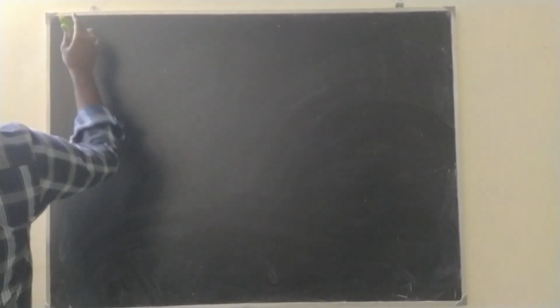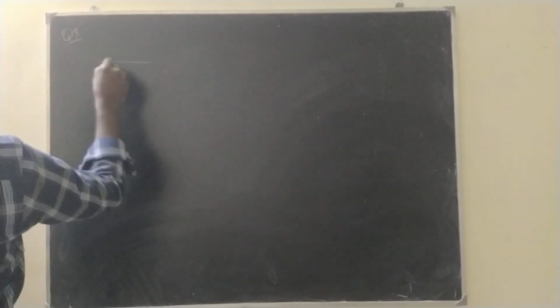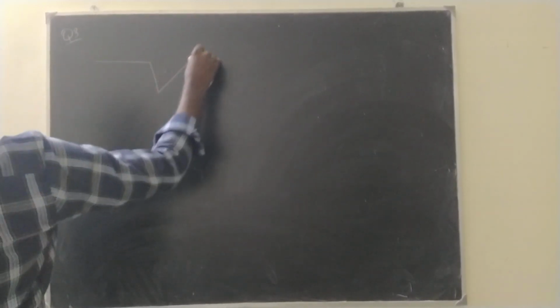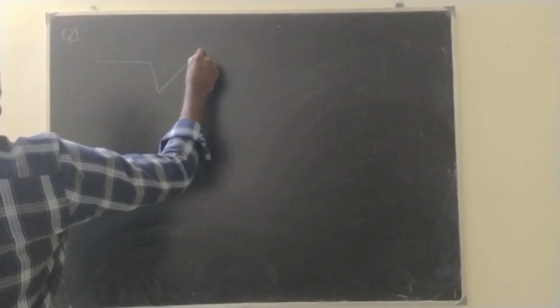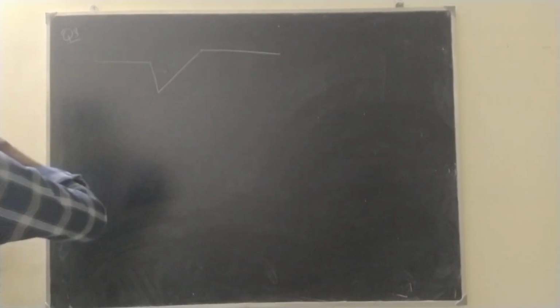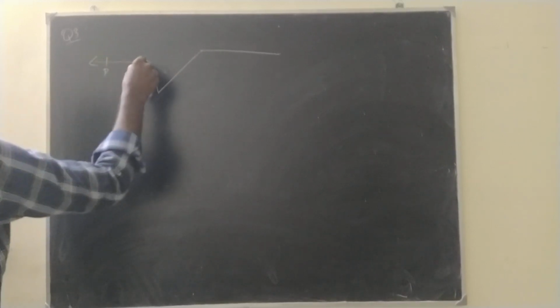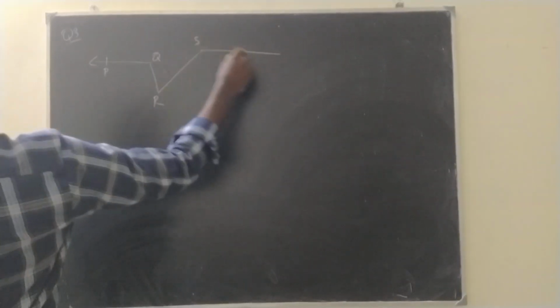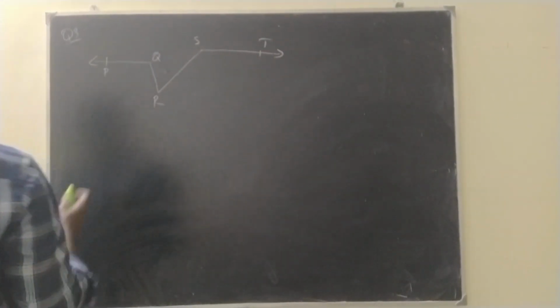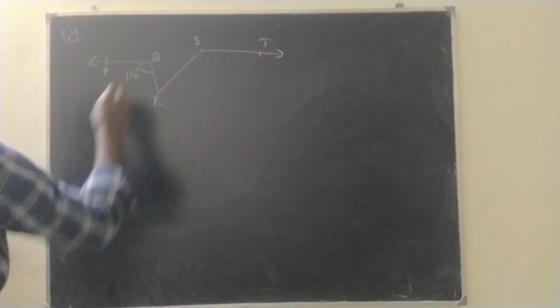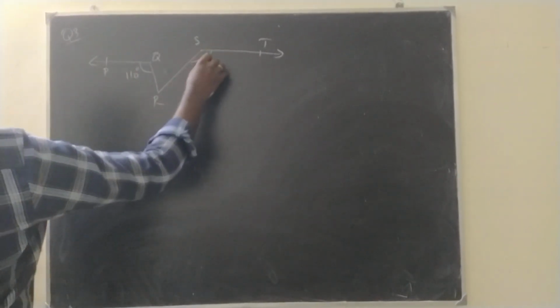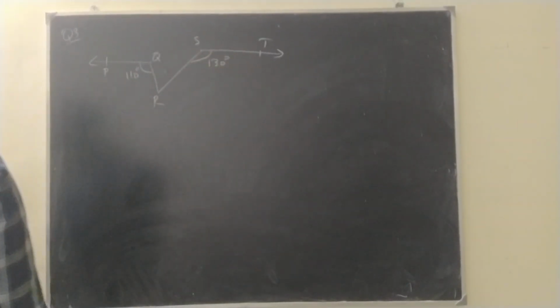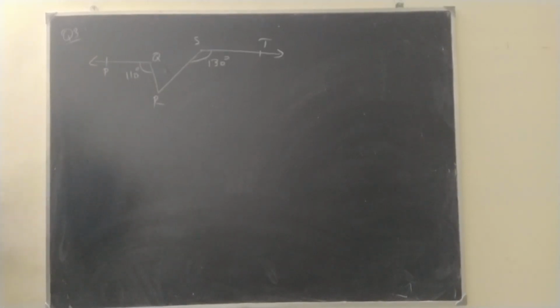The question number 3. One diagram is given. This is P, Q, R, S, T. This angle is 110 degree. This angle is 130 degree. Then we need to find the angle QRS.